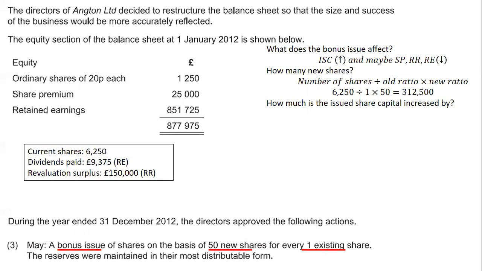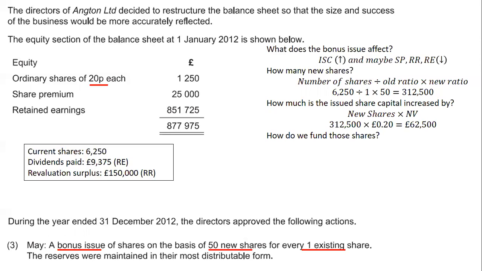How much is the issued share capital increased by? So how much is that worth? Well, we've got the formula new shares times nominal value. So the nominal value was 20p. So do the number of shares times by 20p gives us £62,500. Now, how do we fund those shares? If we're not charging for them, what do we use to fund them? And this is where we use our reserves to fund them.